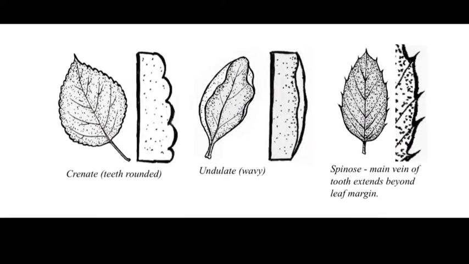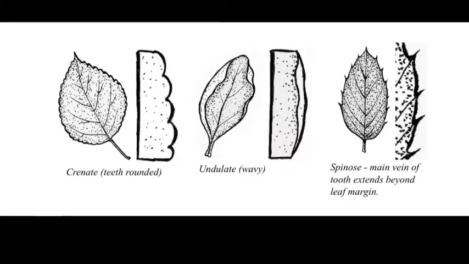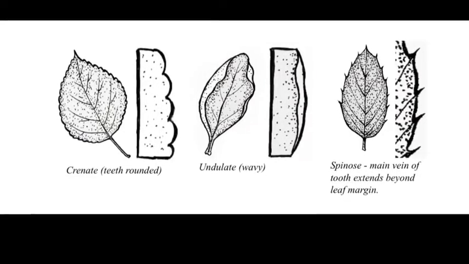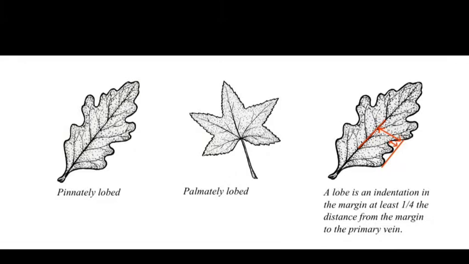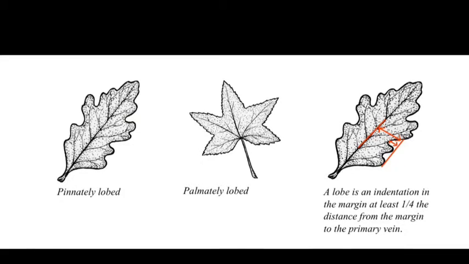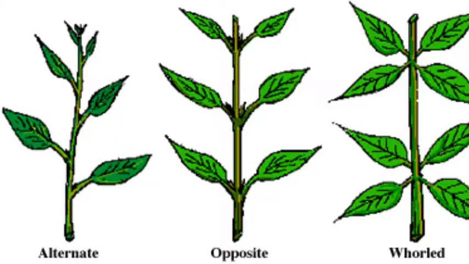And the main vein of the tooth extends beyond the leaf margin on the spinose. Now we have the pinnately lobed and the palmately lobed, and that's all for the leaf margins. So here we've got some leaf arrangements, and there's alternate, opposite, and whorled. So that's pretty easy, not much complexity there.